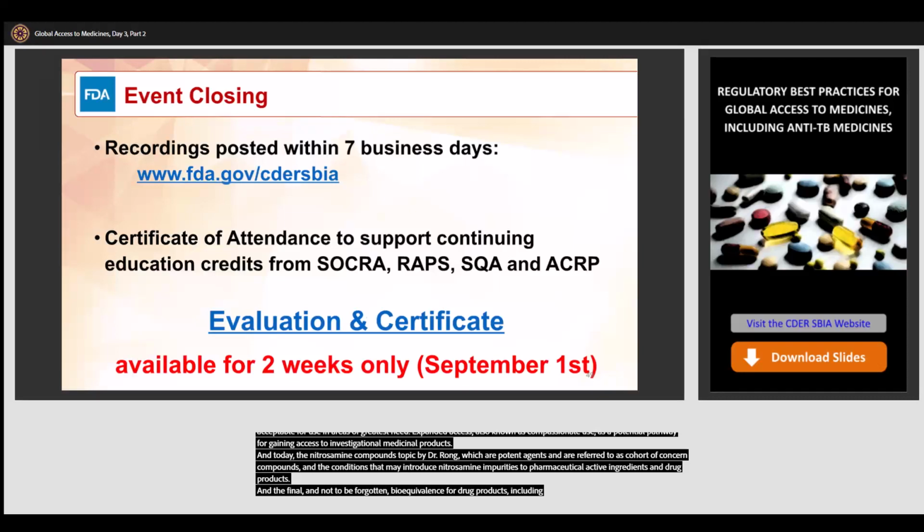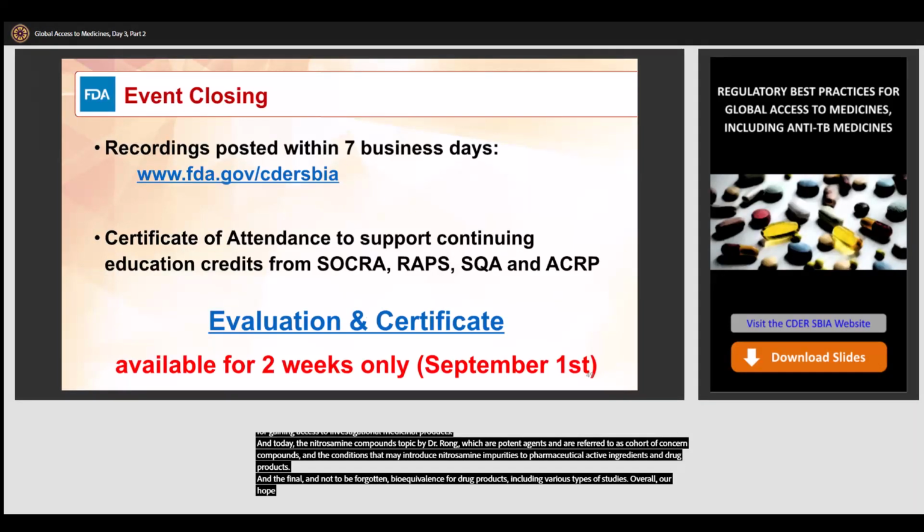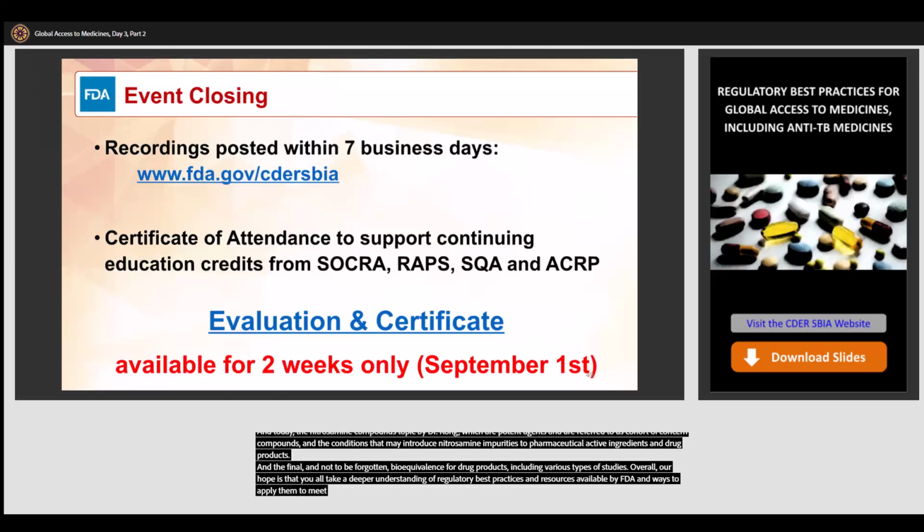Overall, our hope is that you will take a deeper understanding of regulatory best practices and resources available by FDA and ways to apply them to meet your individual national health needs and goals, specifically for strengthening the reliance mechanism for ensuring timely access to quality assured medicines.